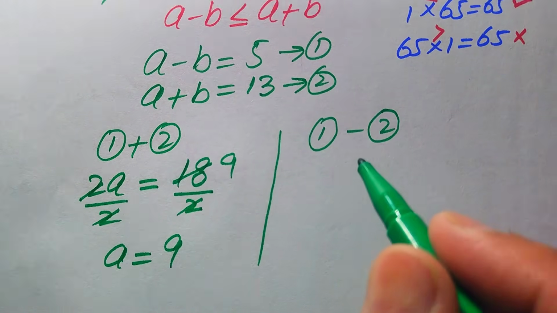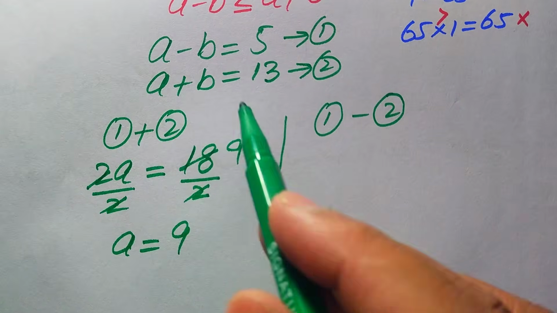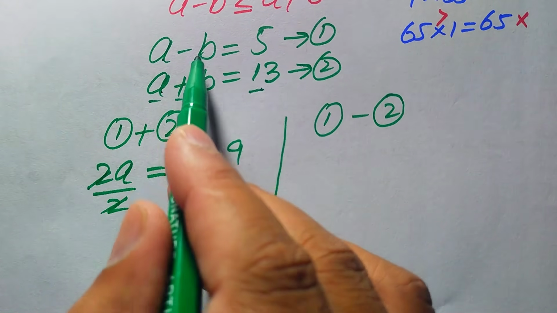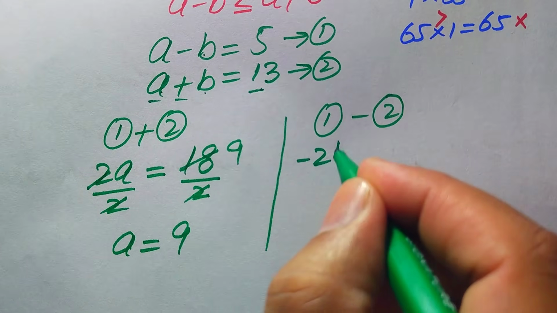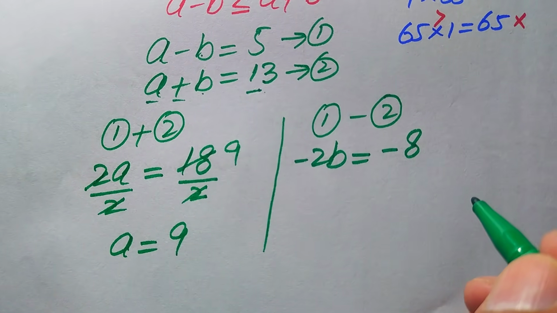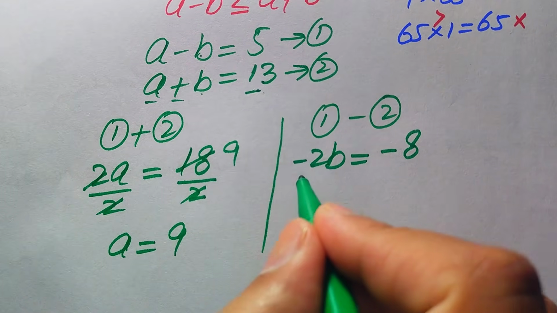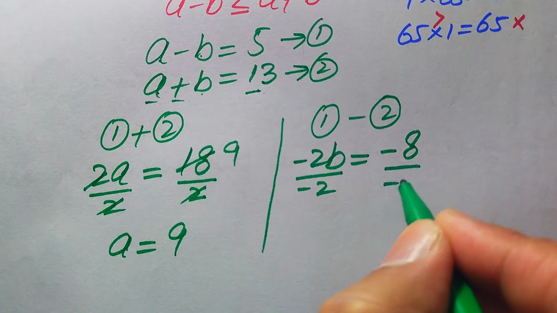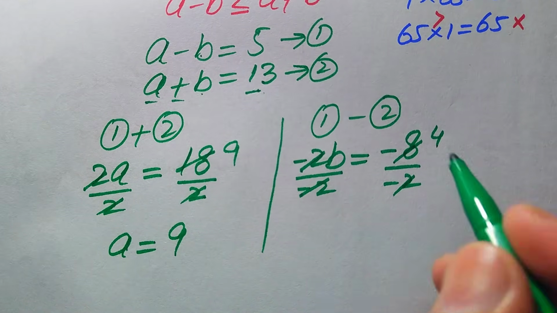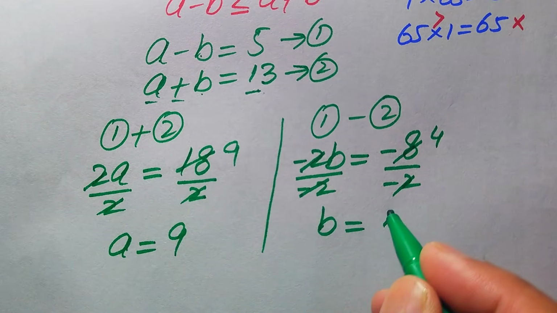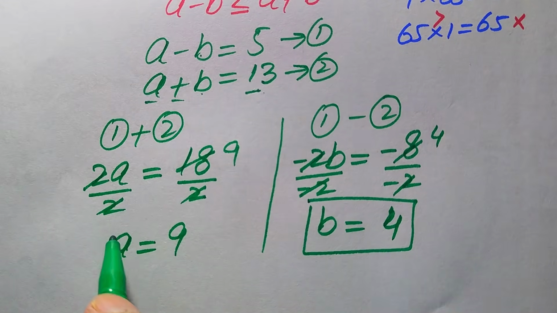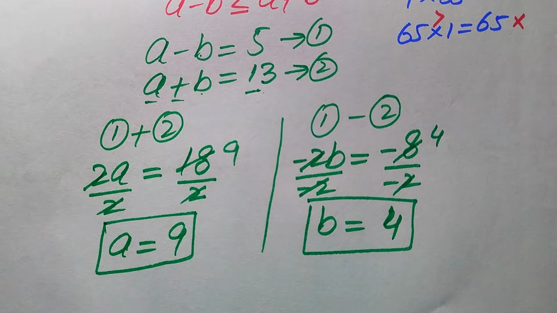And if we subtract 1 and 2, we need to change the signs. So this a and a are gone, and minus b becomes minus 2b, and 5 minus 13 becomes minus 8. And now for the value of b, we divide both of the sides by -2, and this -2 and -2 are gone, and this is 2 times 4 becomes 8, and we easily get the value of b is equal to 4.